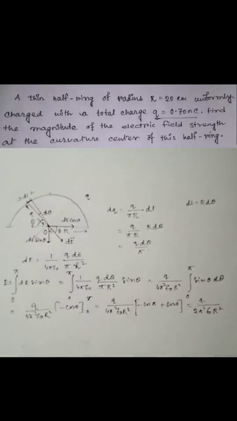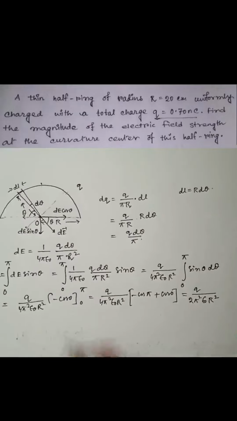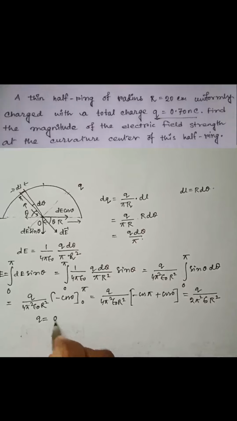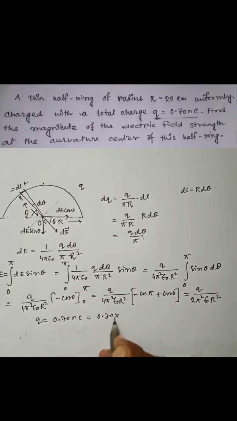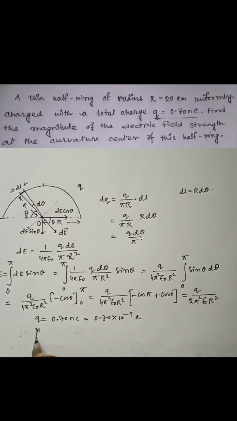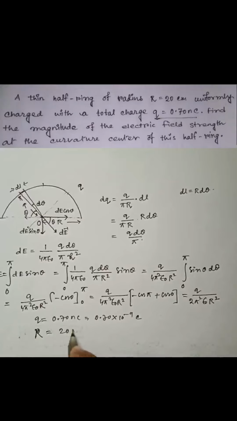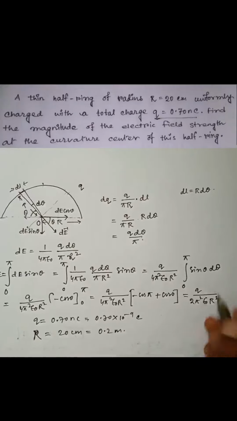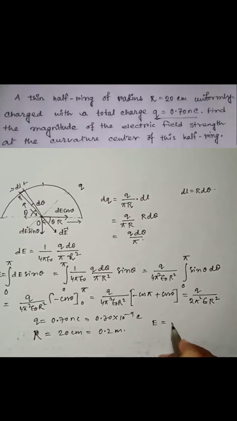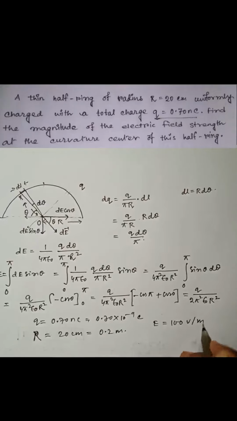Now if I put the values of q and r, that is q = 0.70 nanocoulomb, which is equal to 0.70 times 10 to the power minus 9 coulomb, and r = 20 centimeter, that is 0.2 meter, and put the values in E, I will get E = 100 volt per meter.